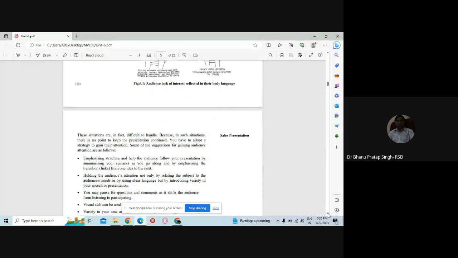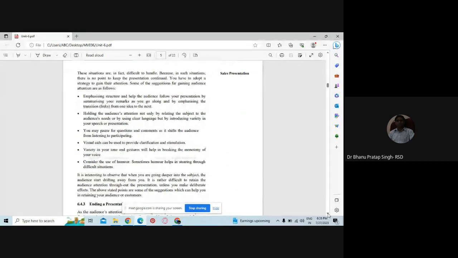So there are some suggestions to make audience attention. One is emphasizing structure and helping the audience follow your presentation by summarizing your remarks as you go along and emphasizing the transitions, or you may ask simple questions in between your presentation. Holding the audience's attention is not only about relating the subject to the audience's needs or using clear language, but also introducing variety in your speech or presentation.